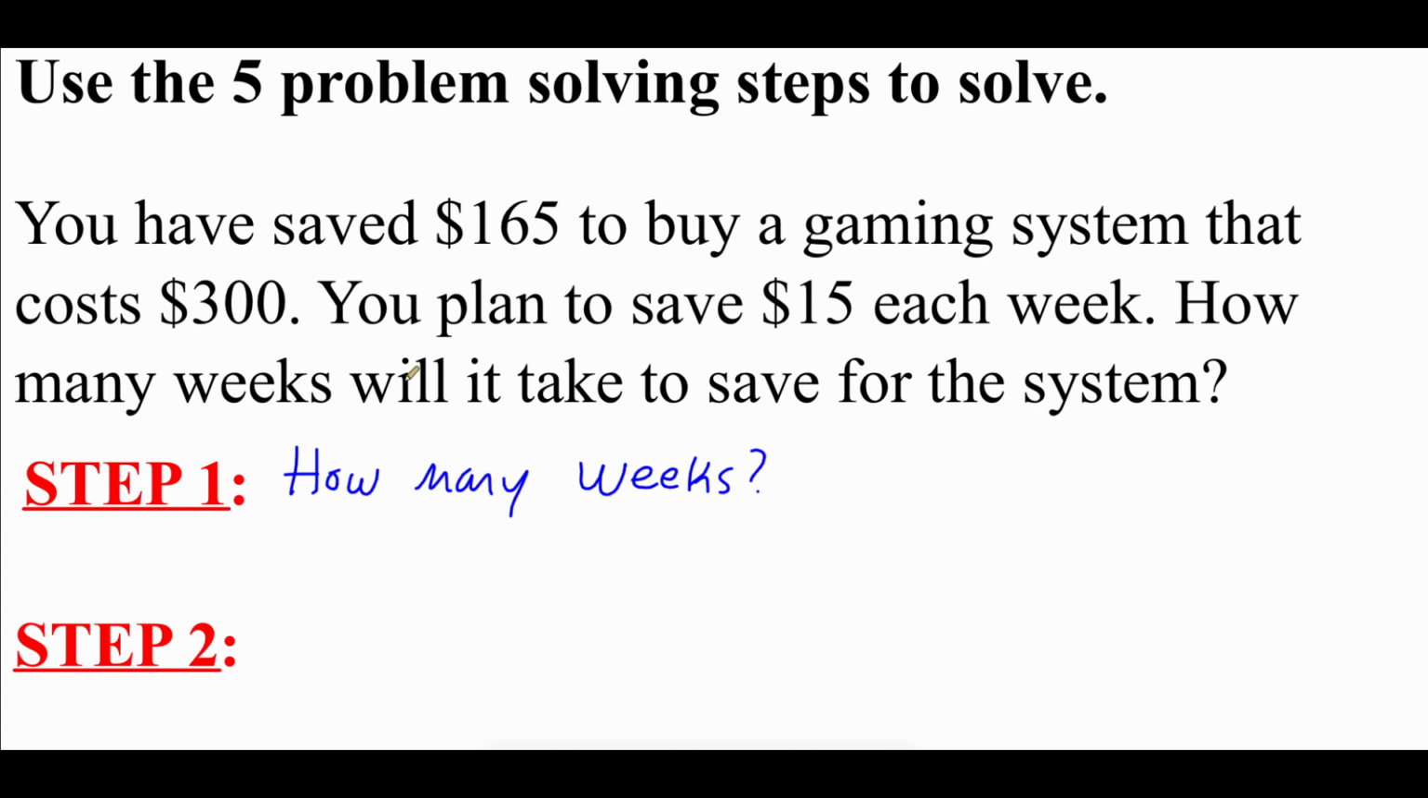Step number 2 says look for your relevant information. Now you already have $165, and you know that the gaming system costs $300. Those are going to be important values. And we know that you're going to save $15 each week. What we don't know is how many weeks you need to save for yet. That's what we're trying to figure out. So I'm going to use the variable W to represent the number of weeks.